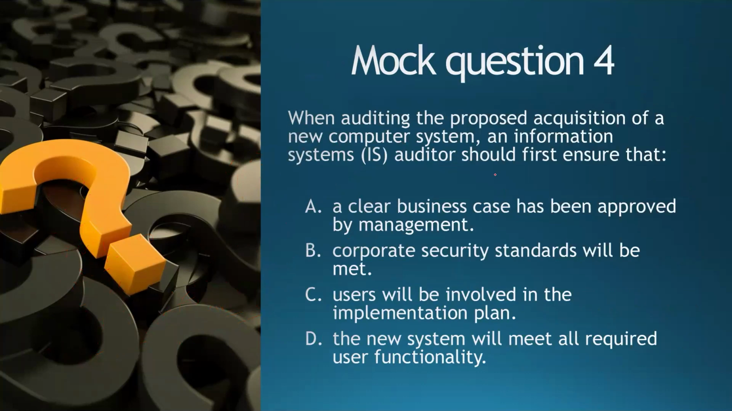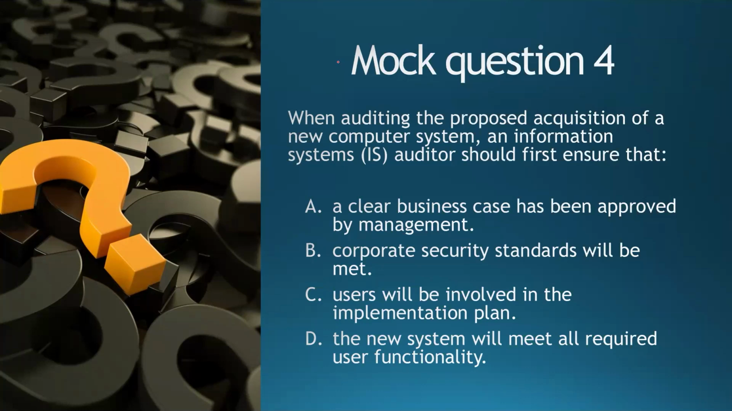While auditing the proposed acquisition of a new system, an information systems auditor should first ensure that: a clear business case has been approved by management, corporate security standards will be met, users will be involved in the implementation plan, or the new system will meet all the required user functionality. As you can see, there is always a confusion between two of the options.